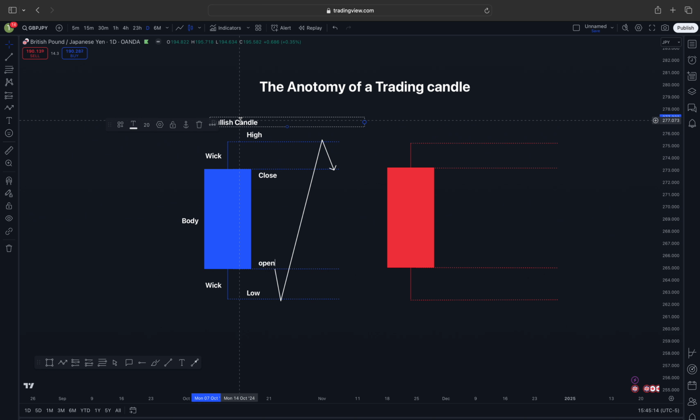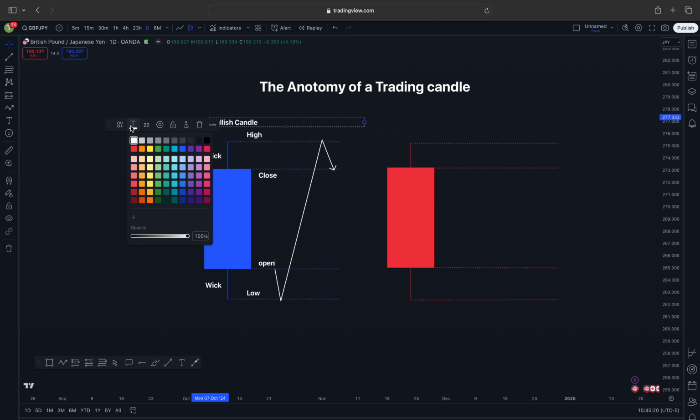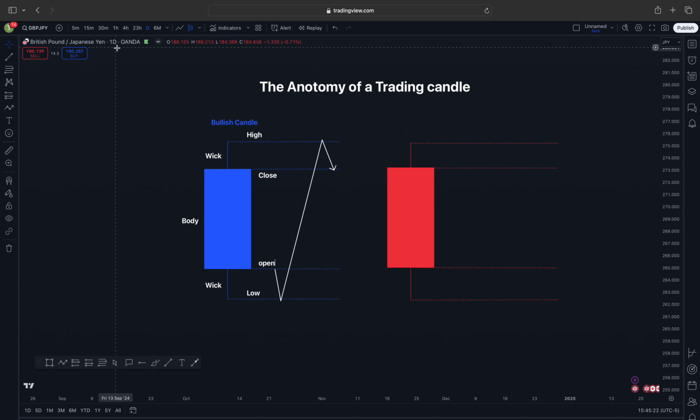Let me get some color. We're going to put this in blue, okay? Might as well, right? So this is a bullish candle. Now this is what we refer to as a bearish candle. So we have bulls, and I'm sure you've probably heard of the term before. You have bulls and you have bears, right?